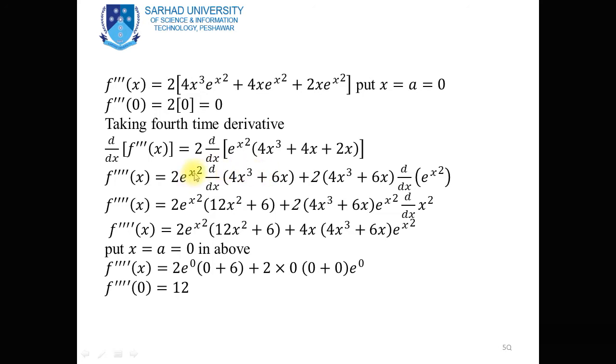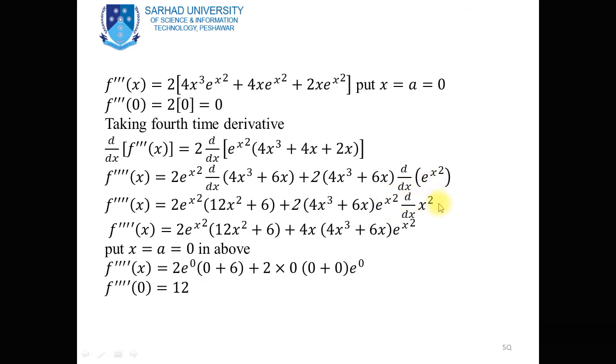So e^(x²) as it is, and taking the derivative of the second function, plus this 2 is as it is, and the second function is as it is, and taking the derivative of the first function, which is equal to e^(x²). So the fourth order derivative is equal to 2 into [e^(x²) times the derivative of 4x³ + 6x. By using the power rule, we obtain 12x², and the derivative of 6x is equal to 6. And now plus (4x³ + 6x) times the derivative of e^(x²)].